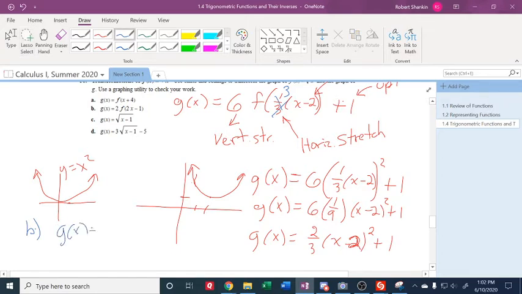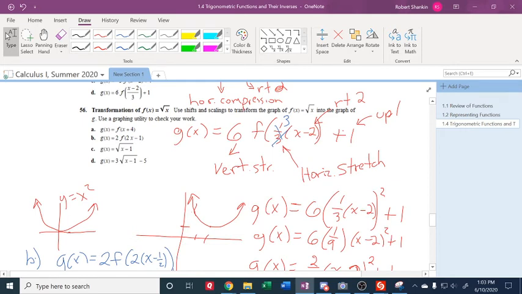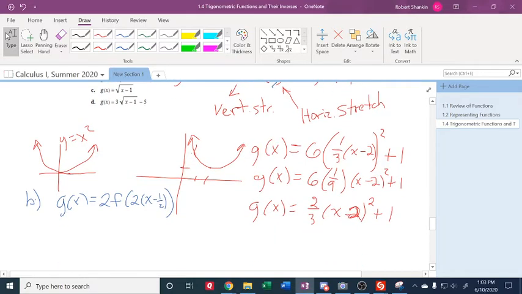g of x equals 2f. You've got to pull out the 2 here. Okay, so the function has to be rewritten like this to start off with. And then you want to graph the square root of x and then do these transformations. So now, since the f function is just the square root, this is simply the square root of this.